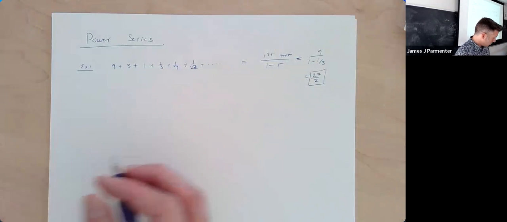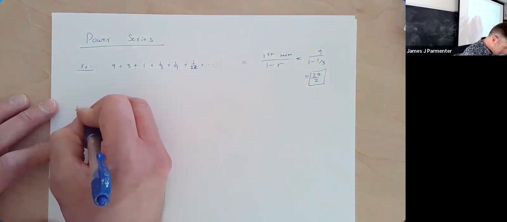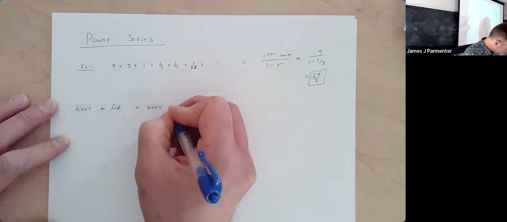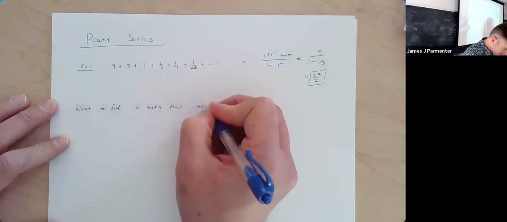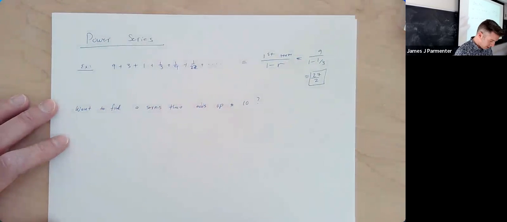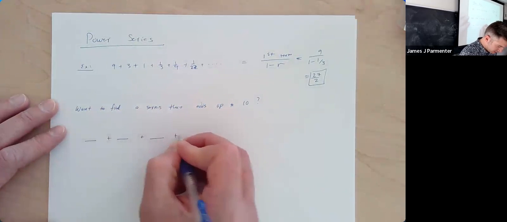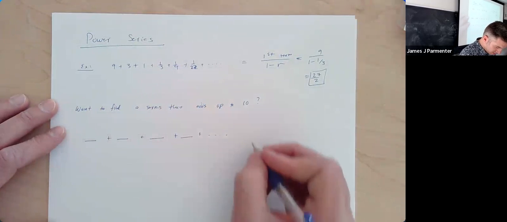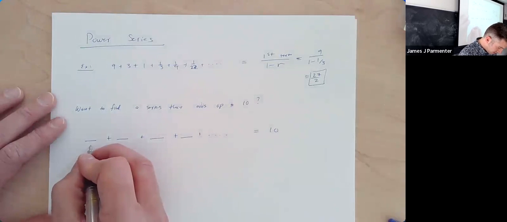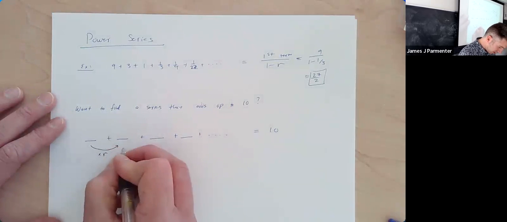So what if instead we wanted to find a series that adds up to 10? So we want our first term plus our next term plus our next term plus our next term, and so on forever, to equal 10. And the only condition here is that we're making it geometric. We know that to get from one term to the next, we multiply by our ratio r.